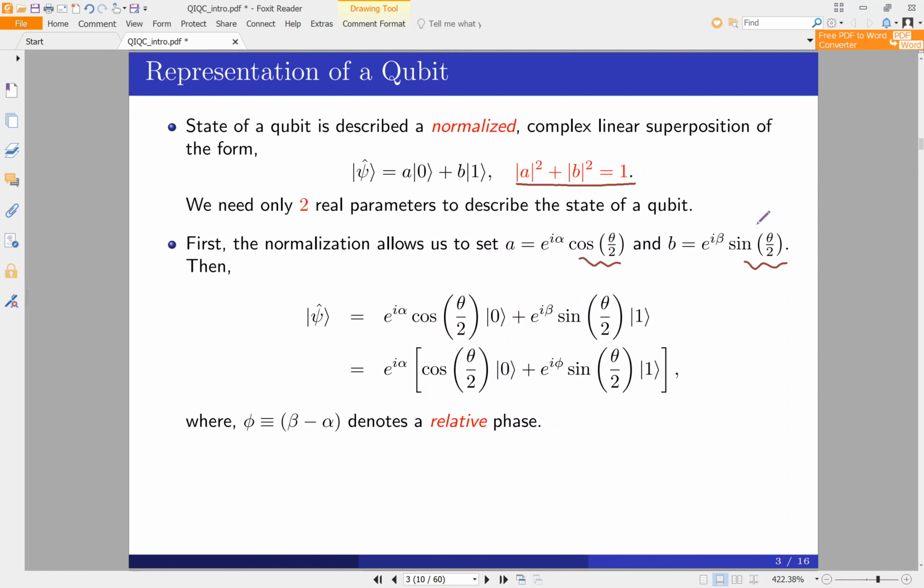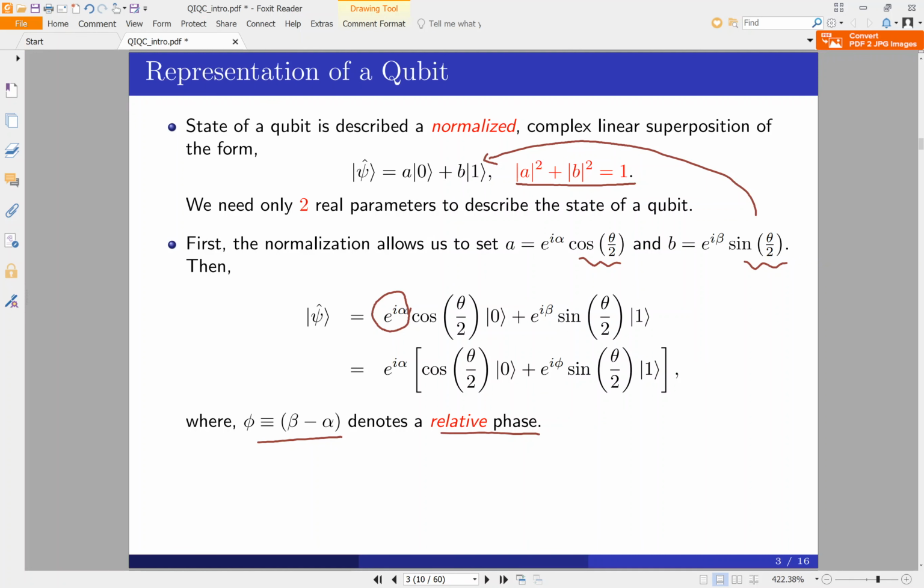Now let's use this parameterization in this expression here and see what we get. So now your normalized state or your qubit state becomes e to the i alpha cos theta by 2 |0> plus e to the i beta sin theta by 2 |1>. I can take this phase factor e to the i alpha out. So I just have cos theta by 2 |0> plus e to the i phi sin theta by 2 |1>, where phi now represents the difference between beta and alpha. So phi here represents what I call a relative phase, right?